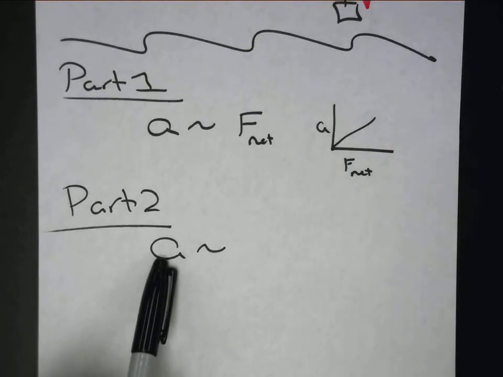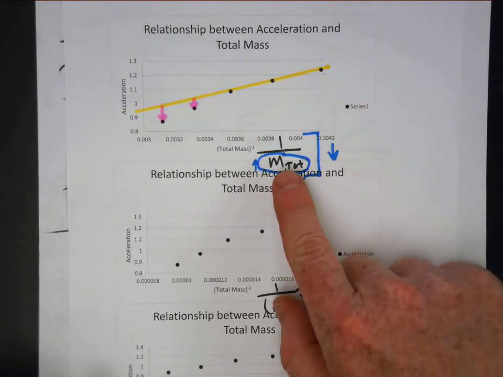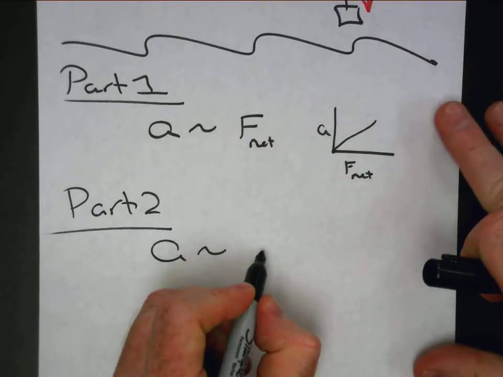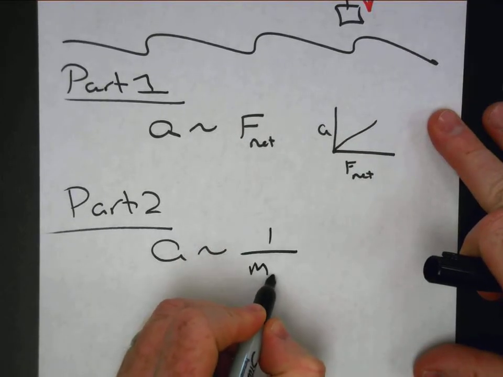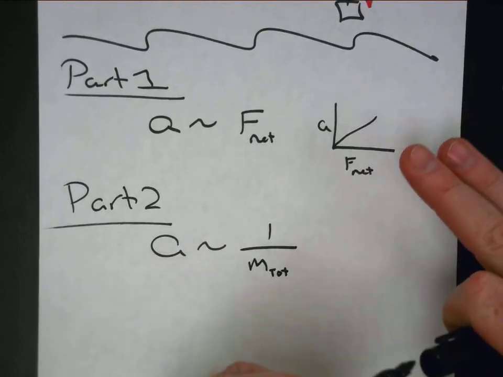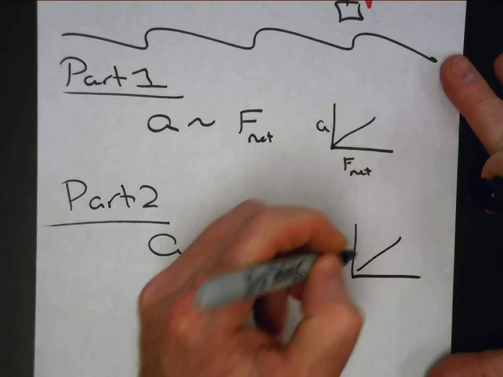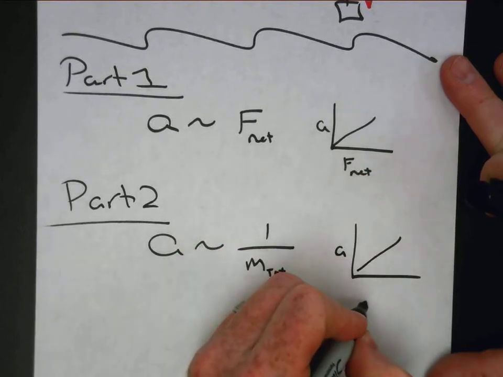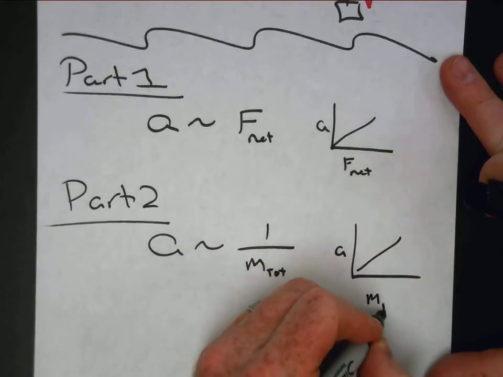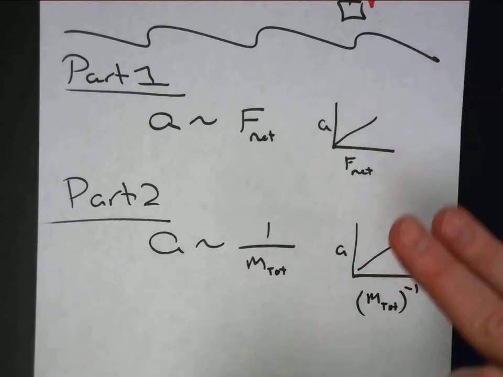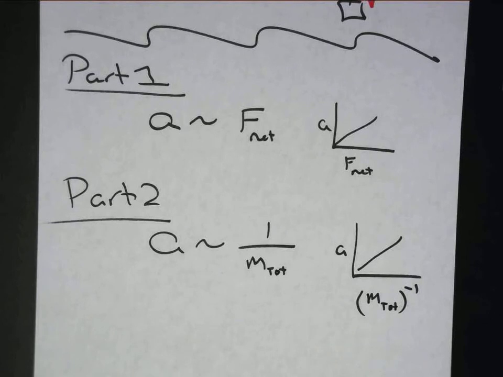In part two, the acceleration was directly proportional to the inverse of the total mass, 1 over the total mass. And so we see that from what should be a linear graph here, acceleration versus total mass to the -1 power. And so here's the significance of this.